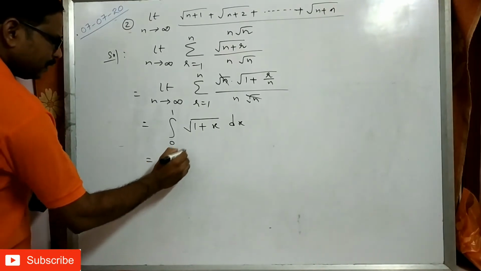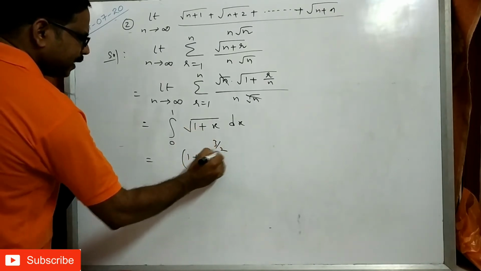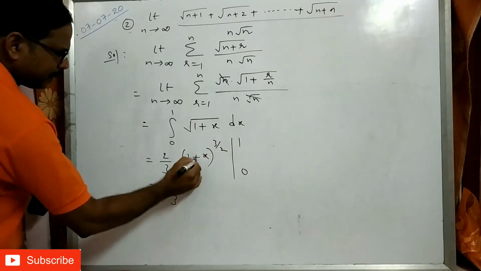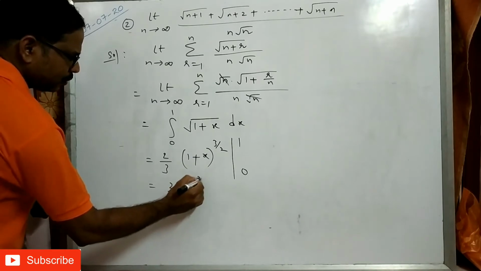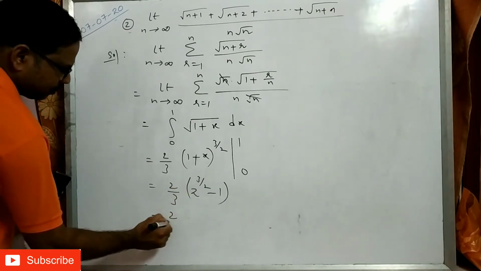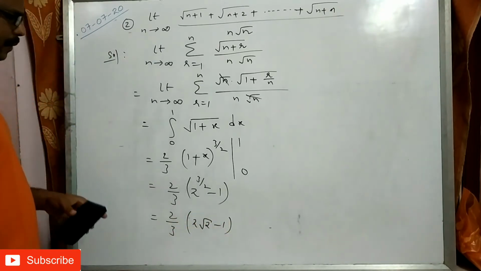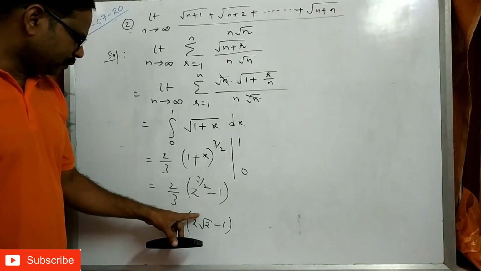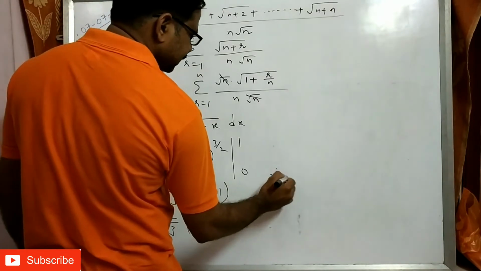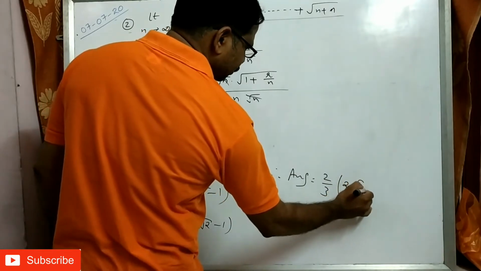Okay. So what is the integration for this? 1 plus x whole power 1 by 2 plus 1, 3 by 2. This will be 2 by 3 in the denominator. So 2 by 3 into upper limit 1. So we can write 2 power 3 by 2 minus lower limit 1. Okay. 2 by 3. This we can write 2 root 2. Right? Because root 2 means 2 power 1 by 2, 1 by 2 plus 1, 3 by 2. So 2 by 3 into 2 root 2 minus 1. That is the answer. Therefore, answer is 2 by 3 into 2 root 2 minus 1.